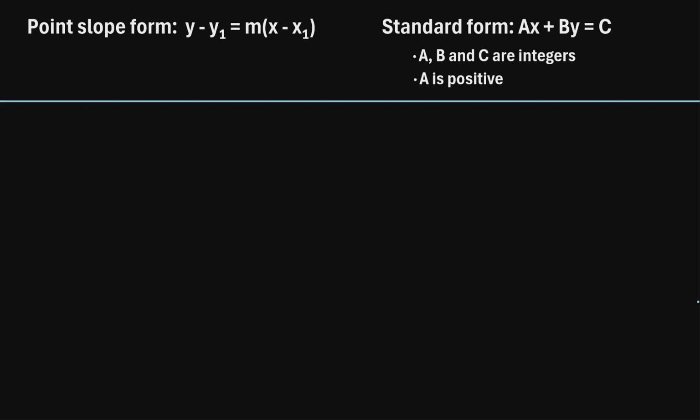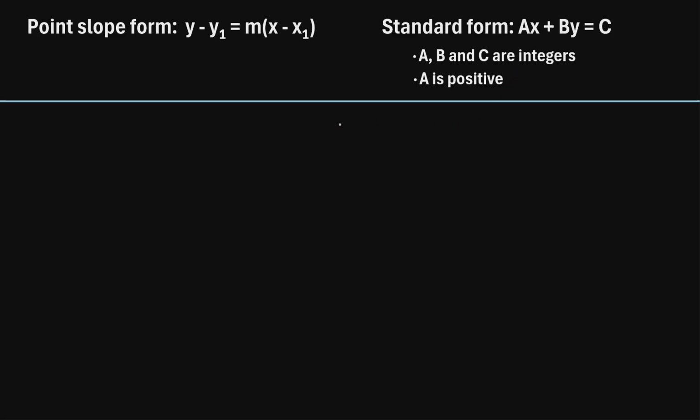In this video, I will explain how to convert point slope form to standard form. So if you have a line in point slope form, here's what it looks like: y minus y1 is equal to m times x minus x1, where m is the slope and (x1, y1) is a point on the line. But standard form looks like this: Ax plus By is equal to C, where A, B, and C are all integers and A is positive.